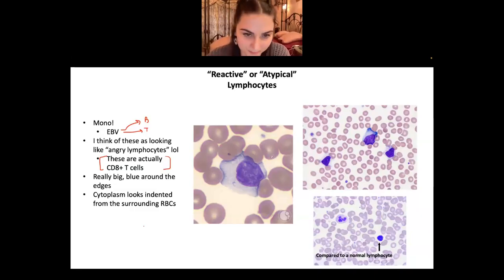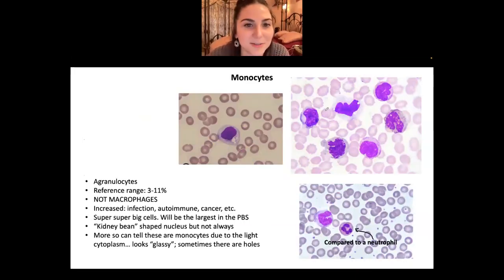Okay? And then I have down here a normal lymphocyte for comparison, which looks nothing like this. They look completely different. Here's a neutrophil, so PMN. And in this image here, these are all reactive lymphocytes. See how the cytoplasm around the edges is really blue? They're indented by the red cells. Reactive lymphocyte, CD8 positive T cells.